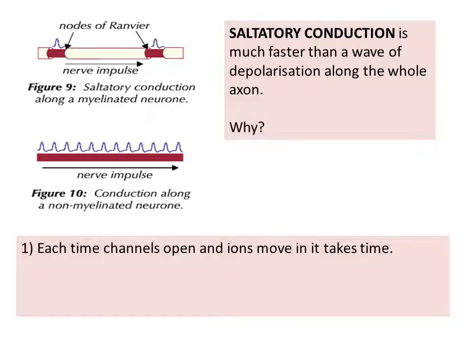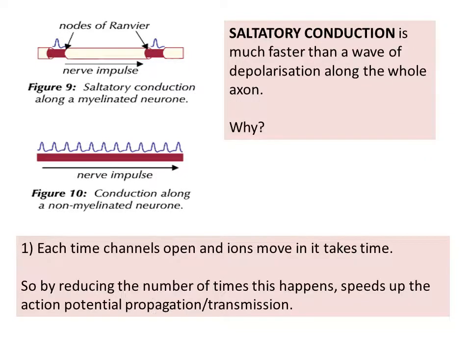Every time a channel opens, the ions will take time to diffuse in and out. So if you only have to have that movement at particular points along the axon, it's going to be much faster than if you had to wait for every single one to carry this process out. So we're going to have a much faster transmission.